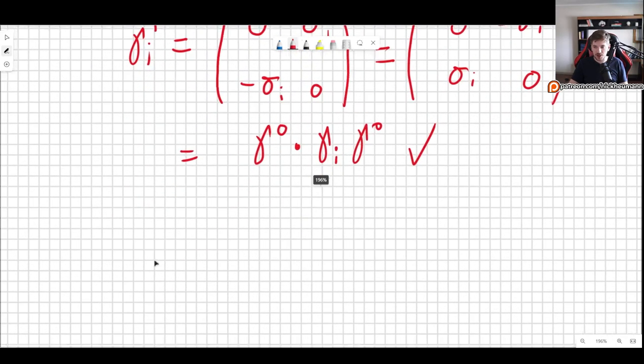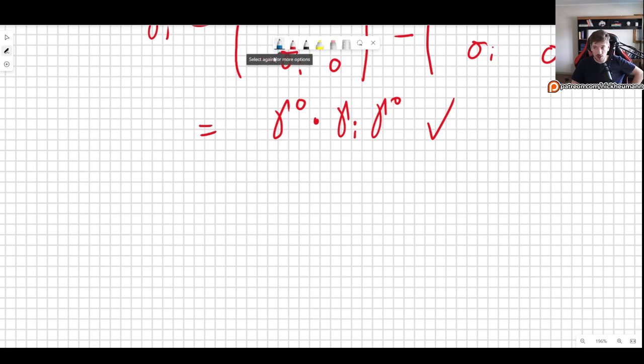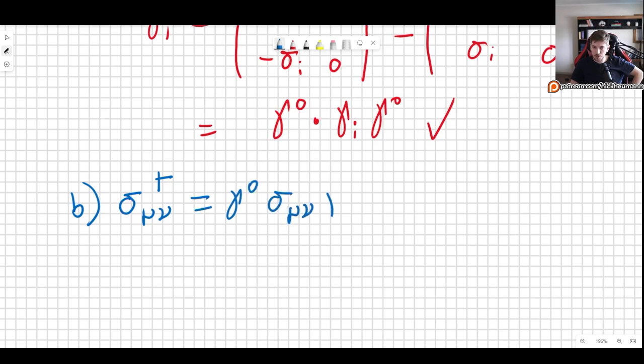Now let's go to part 1b. We have a lot of ground to cover. So part b, now we want to show that sigma mu nu, if we take the Hermitian conjugate, is going to be gamma 0, sigma mu nu, gamma 0. Now you may be like, whoa, what's the sigma thing here? Well, the sigma is an anti-symmetric matrix that we defined in the previous video. It is one of the 16 gamma matrices.